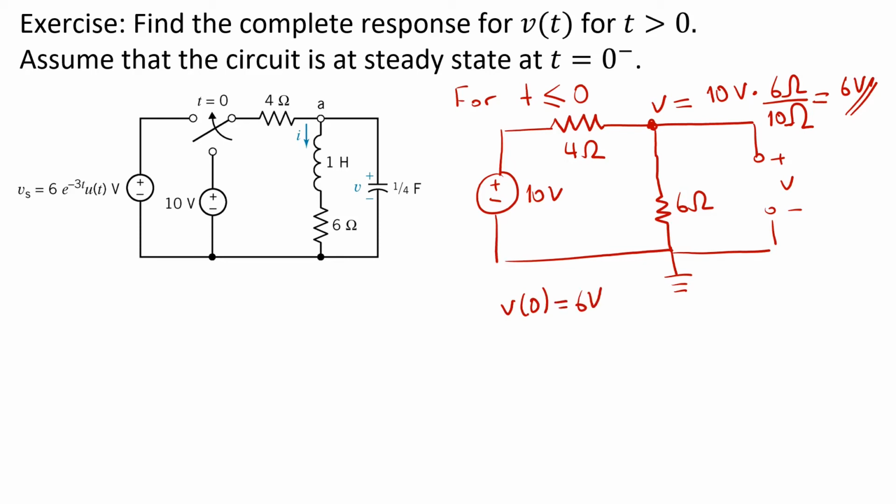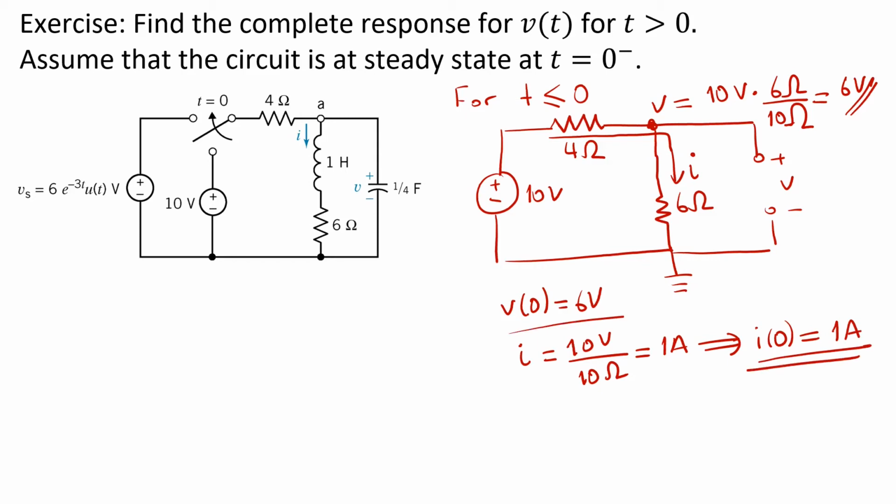The second one, the I, is defined this way. So the I will also be flowing through this branch. So I will simply be equal to 10 volts divided by 10 ohms, which is equal to 1 ampere. Therefore, I can also write I(0) is equal to 1 ampere. So I found both initial conditions for this circuit.